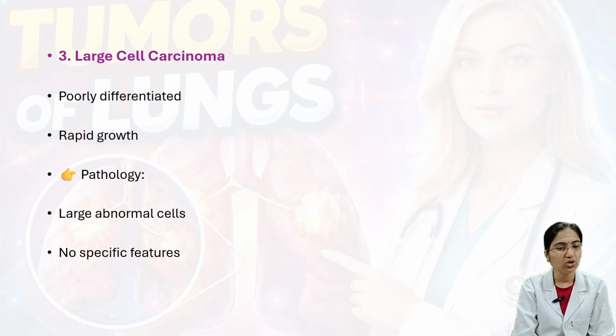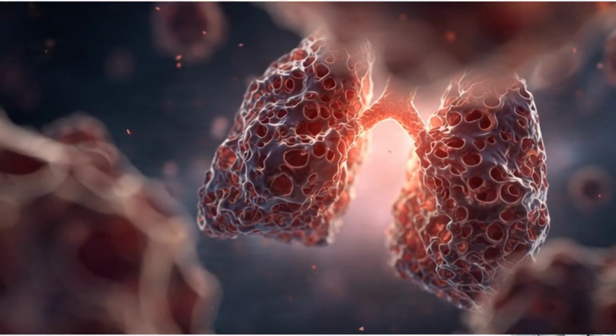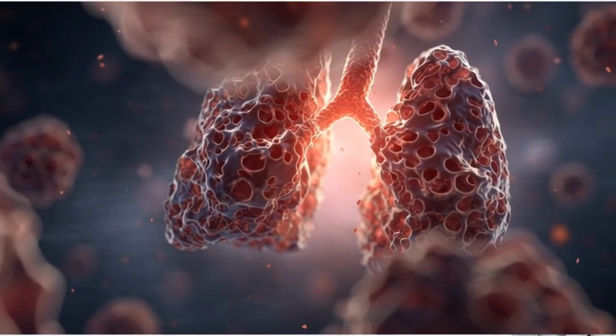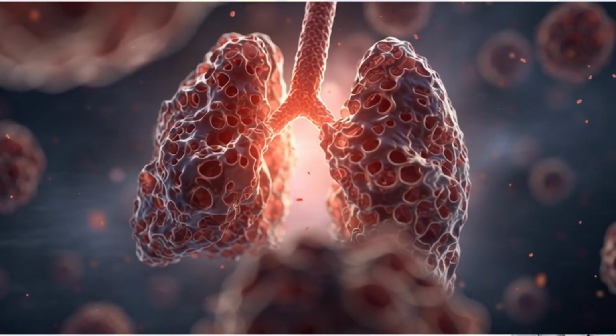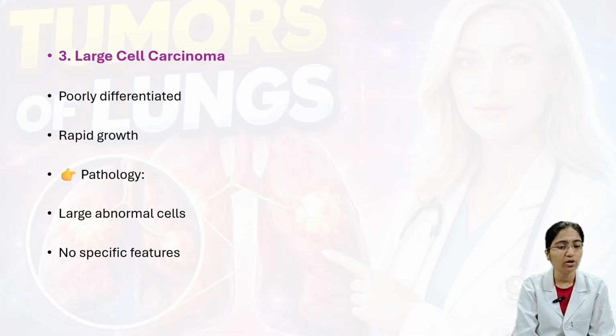And then the third one is large cell carcinoma. Here it is poorly differentiated, and here also we can see rapid growth, fast growth. The pathology in large cell carcinoma is large abnormal cells, and no specific features, no specific characters can be found.